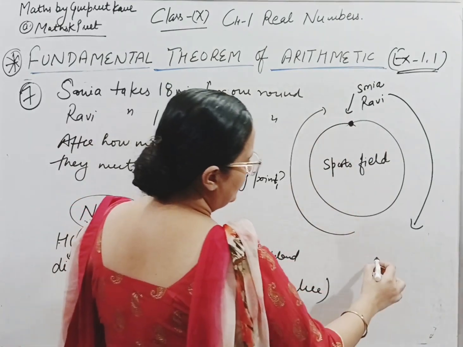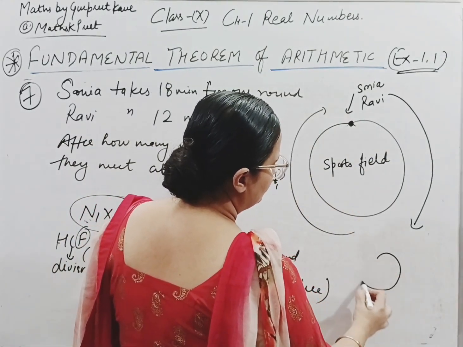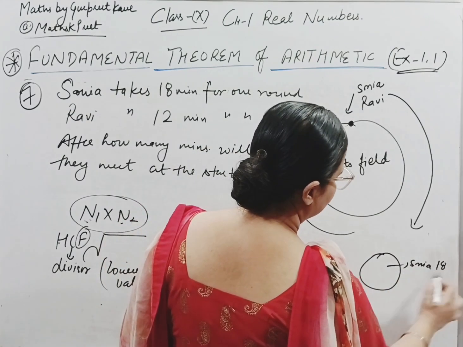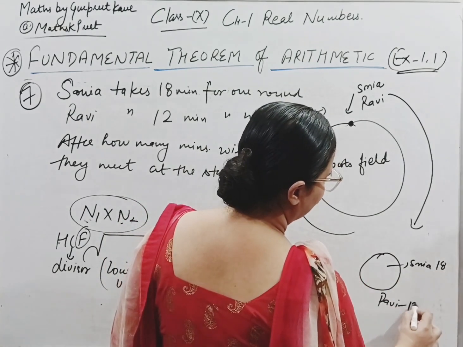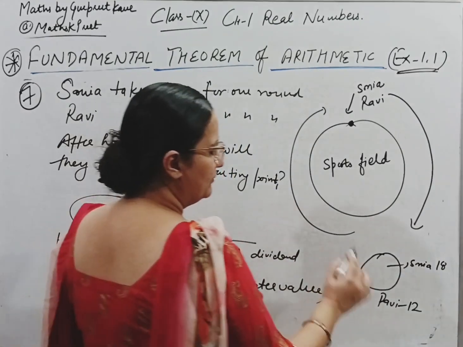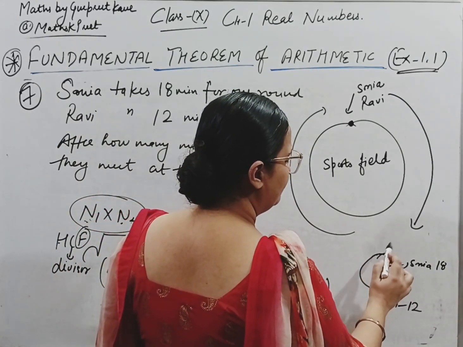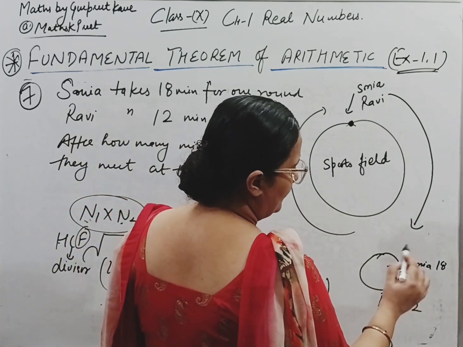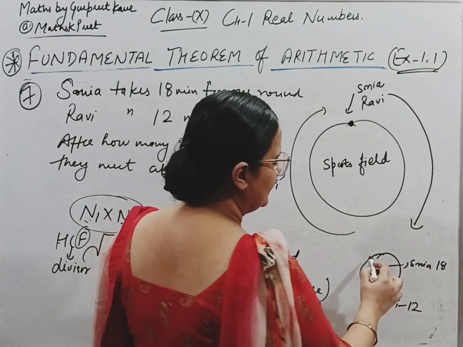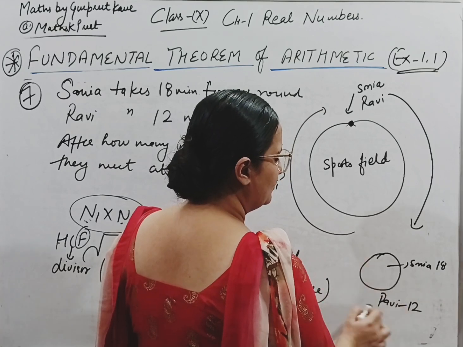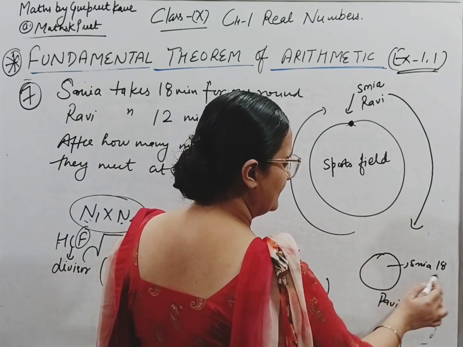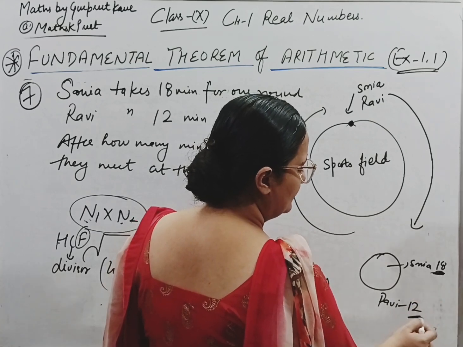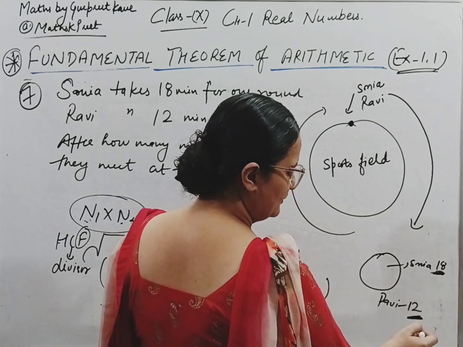So Sonia is completing one round in 18 minutes. Sonia in 18 minutes and Ravi in 12 minutes. Clear? So we need to check when they are meeting after the rounds, after how many minutes they are meeting. That means both will cover some distance. They cannot meet at lower than this number of minutes.